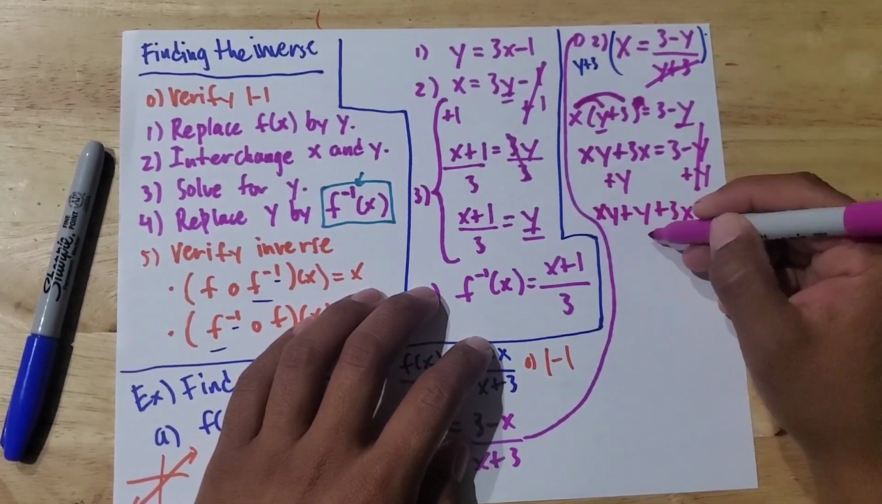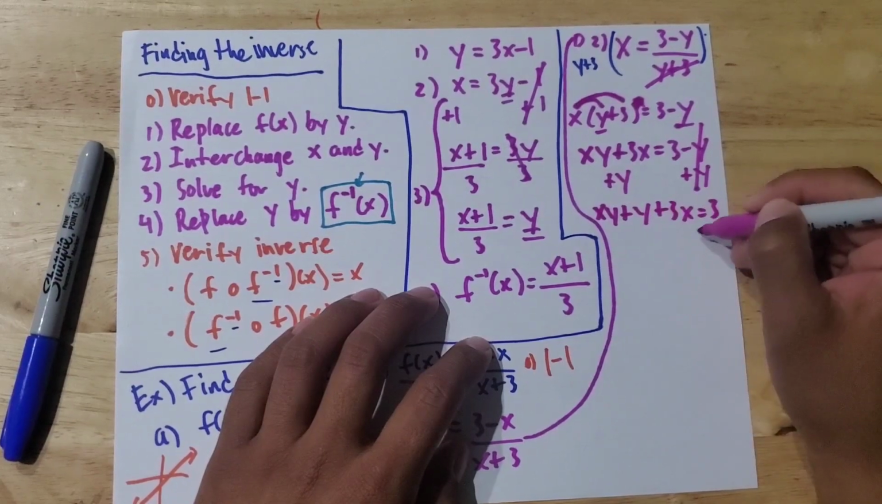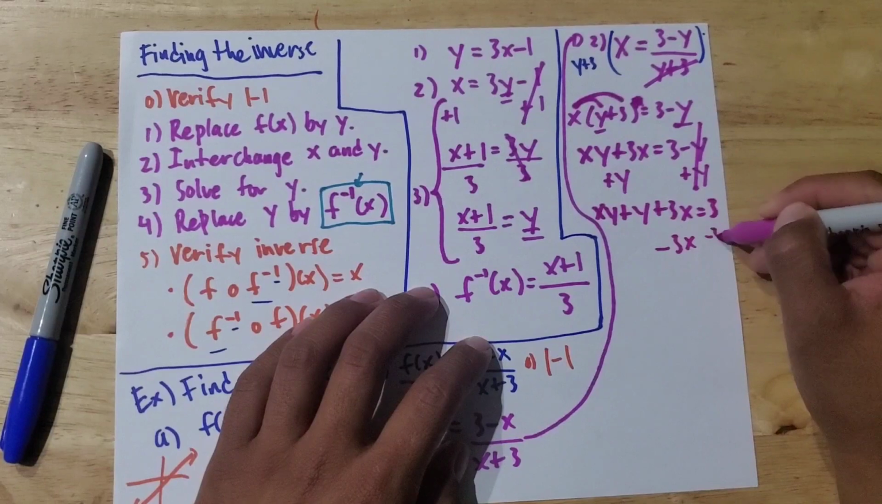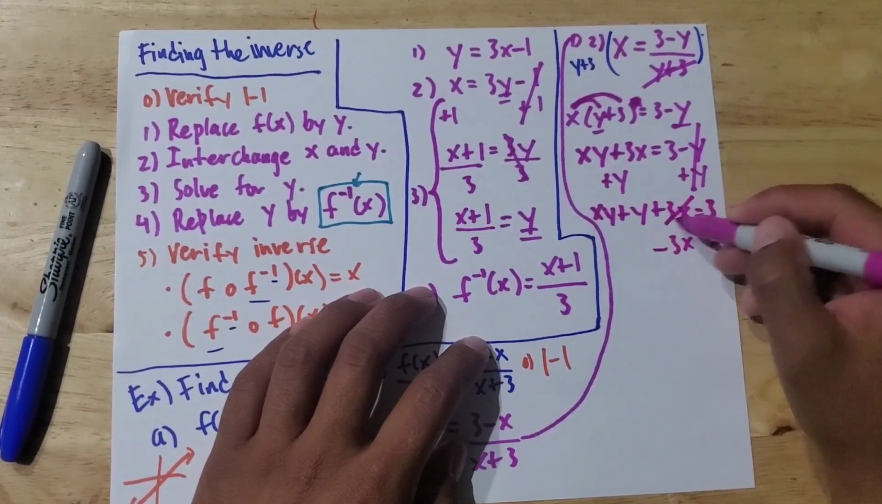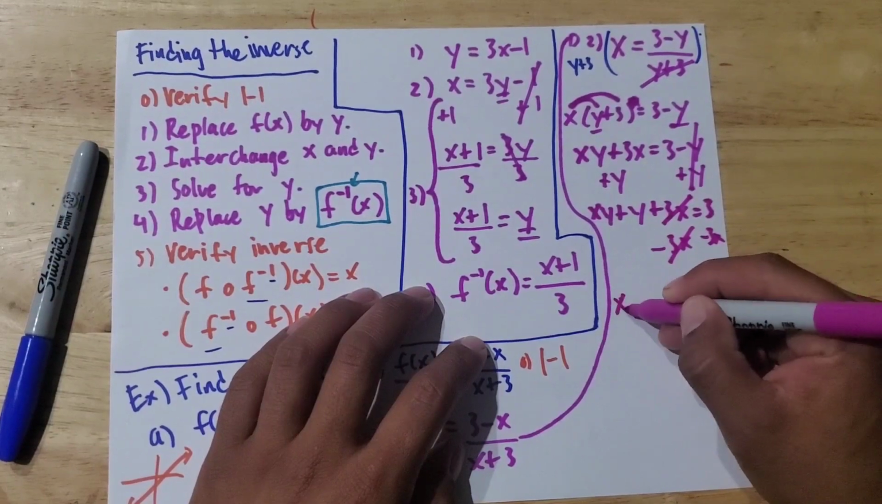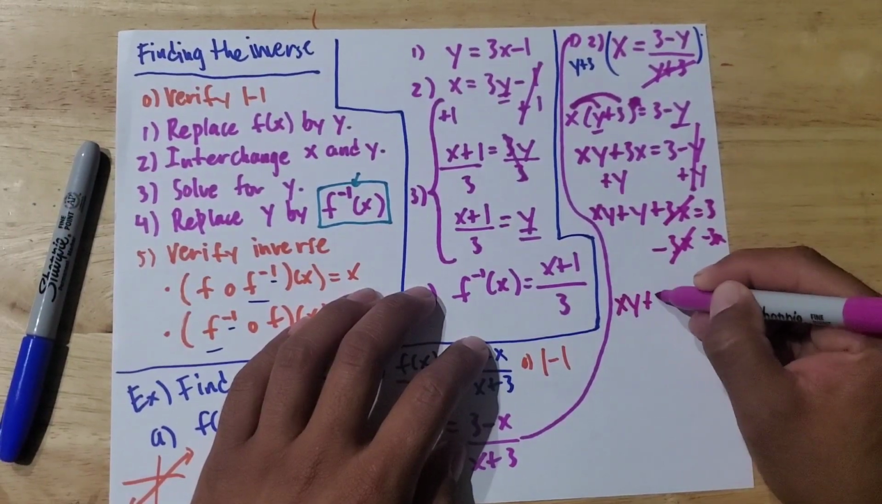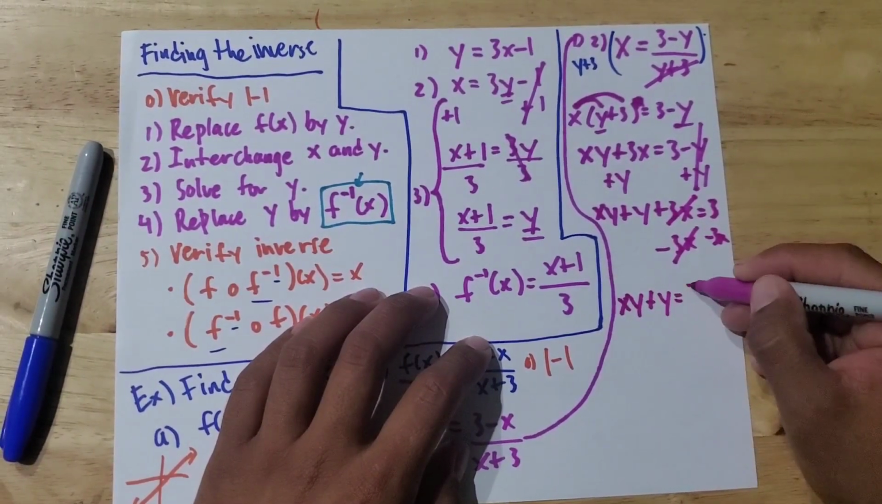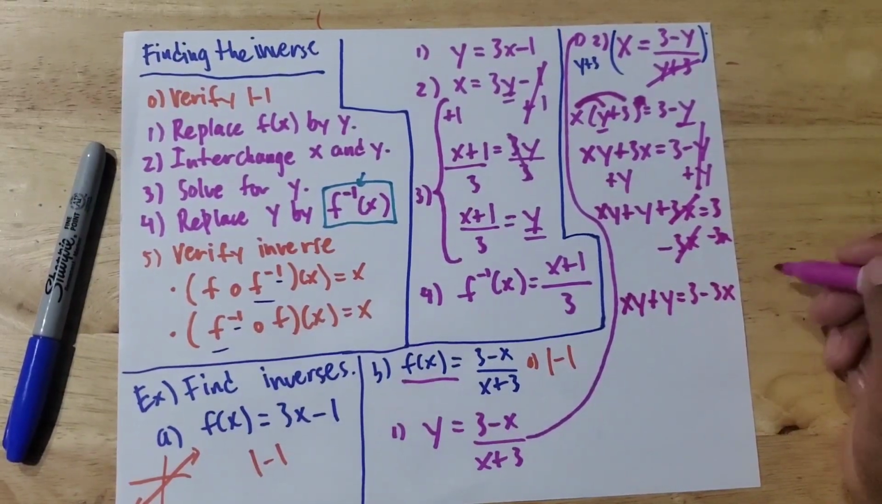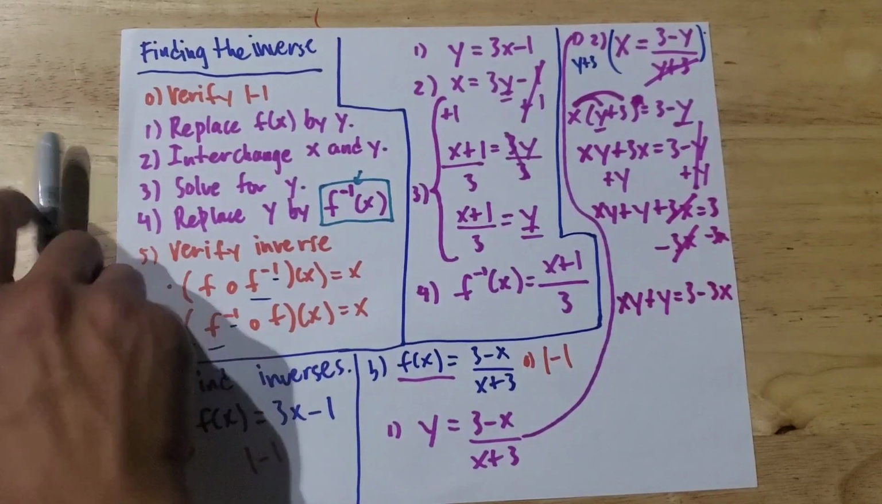So to continue isolating, at least now I have them on the same side. But this has no y's in it whatsoever. So I'm going to subtract that 3x from both sides. Cancels on the left-hand side. And then I'm left with xy plus y equal to 3 minus 3x. And this is where the trick happens.